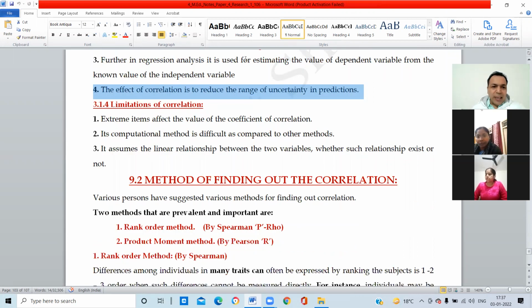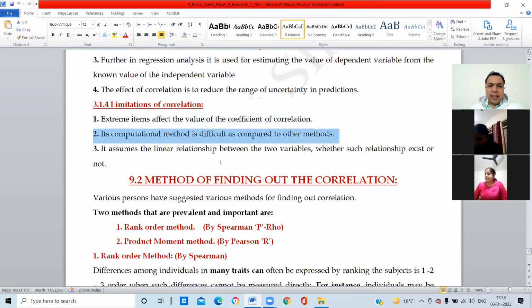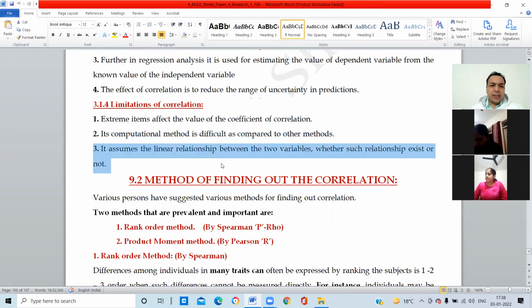Okay, what are the limitations of a correlation? Limitations: extreme items may affect the value of a coefficient of correlation. Right? What are the extreme items? We don't have to go in detail, we just have to learn it as it is, because we have to learn only the critical part. It is a computational method, and is difficult as compared to other ones. And another limitation is it assumes a linear relationship between the two variables, whether such a relationship exists or not.